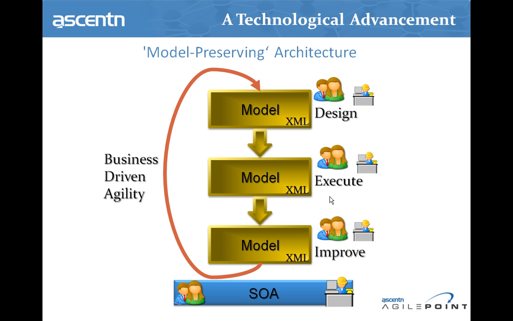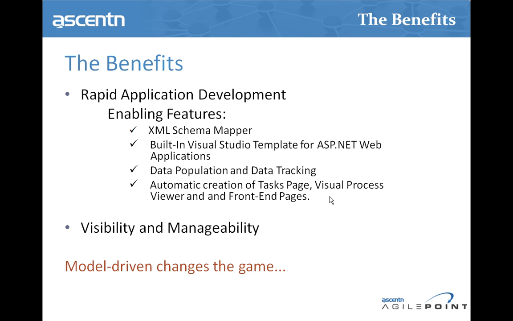AgilePoint's model-preserving architecture preserves the model from design time to execution and round trip for rapid continuous improvement, thereby introducing a whole new range of business agility values. There are a lot of benefits to this approach, a few of which have been pointed out in this PowerPoint slide. AgilePoint allows users to build or import XML schemas and easily bind them to the assembled logic of applications in the process modeling layer called AgilePoint Envision.